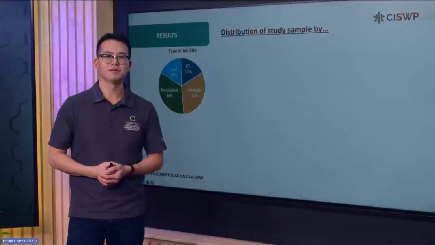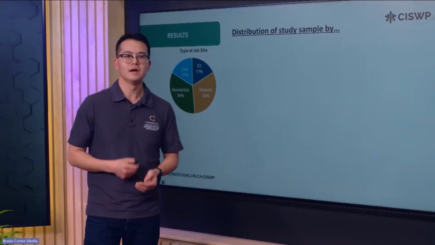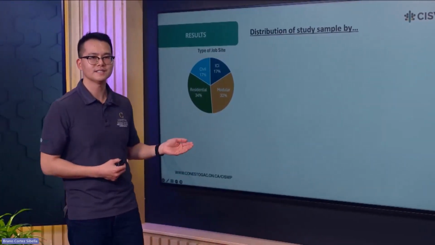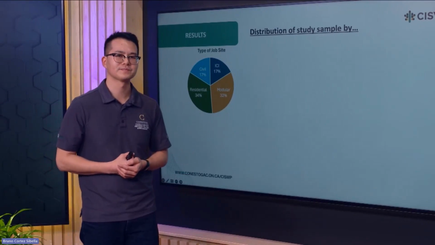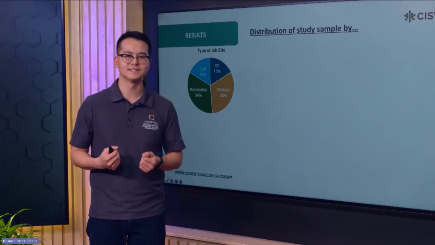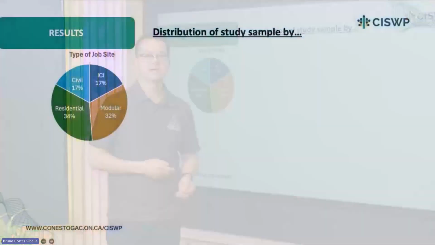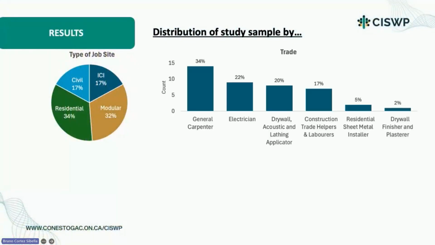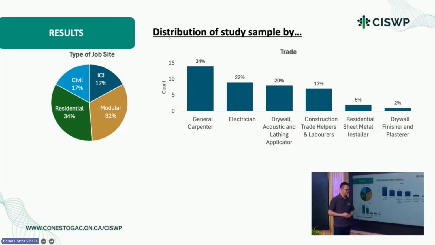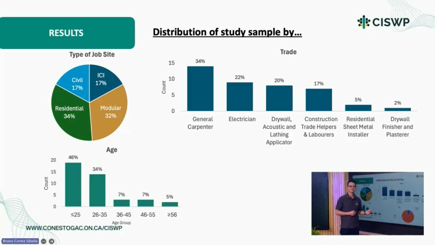In total, we had a sample of 41 participants. A third of them worked in residential job sites, and another third worked in modular. The rest were evenly split between ICI and civil. The majority of our participants were general carpenters, electricians, drywallers, and construction trades helpers. 80% of our participants were under the age of 35, and representative of the construction population, 93% of our sample were male.